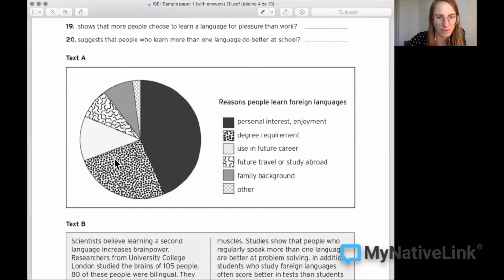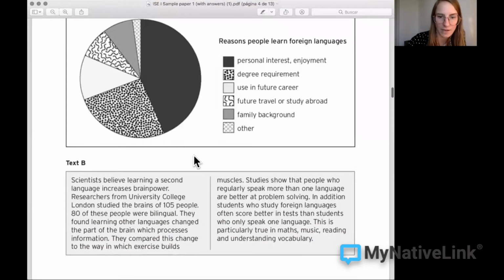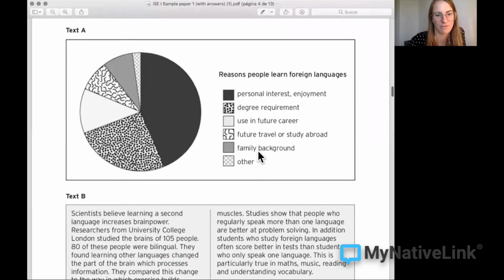But also a lot of people learn a foreign language because it's a requirement for their degree. Degree is what you study at university. It's a course. Okay, so you could write that. So here it's just visual information: family background, future travel or study abroad.